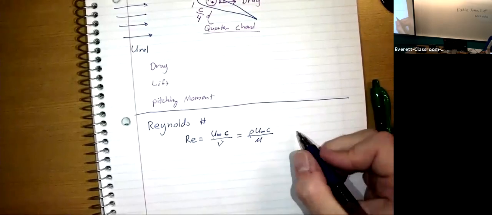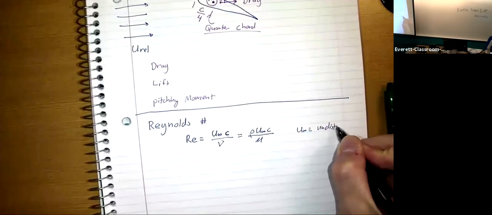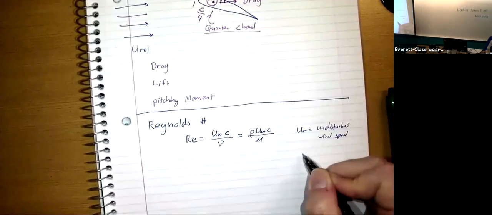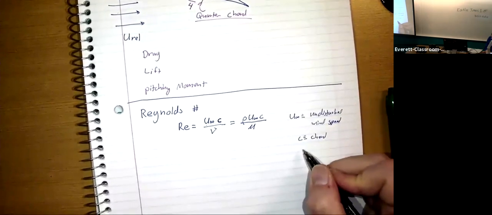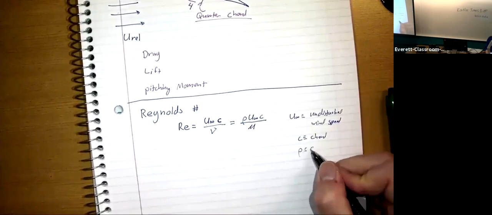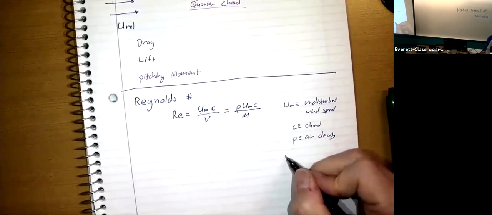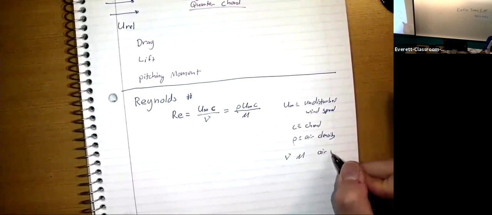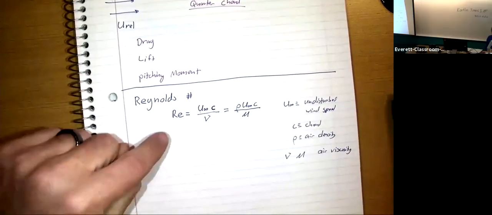Okay, so again, here U infinity is the undisturbed wind speed. C is the chord, and rho is air density. And nu or mu are both air viscosity. Okay. The reason this is important is for what comes next.